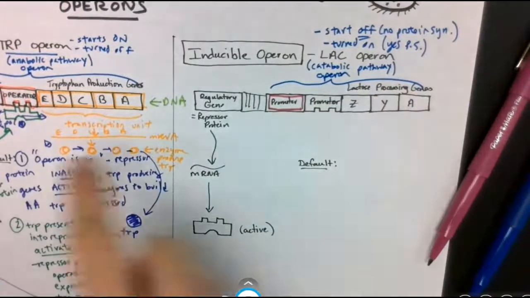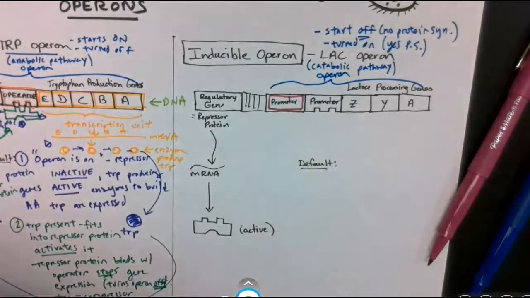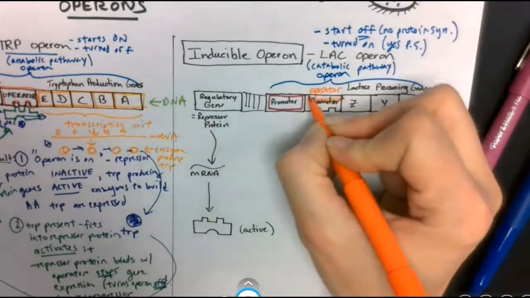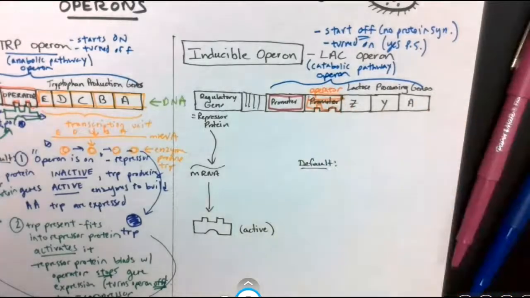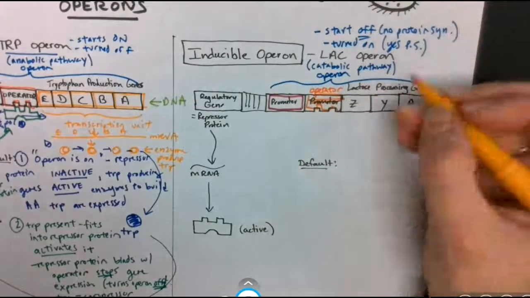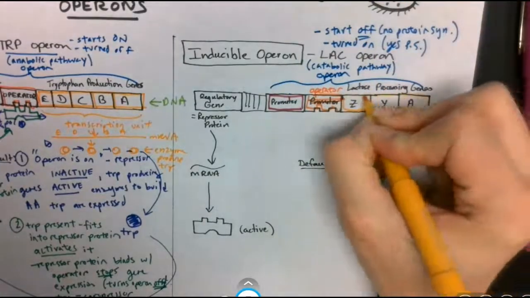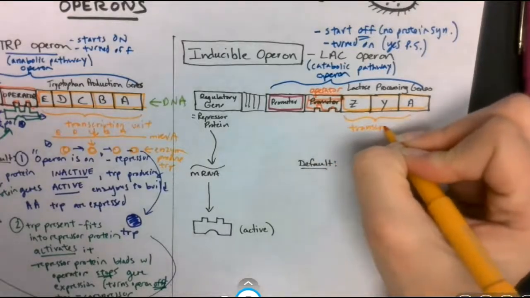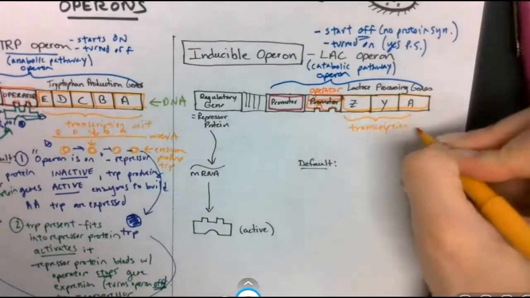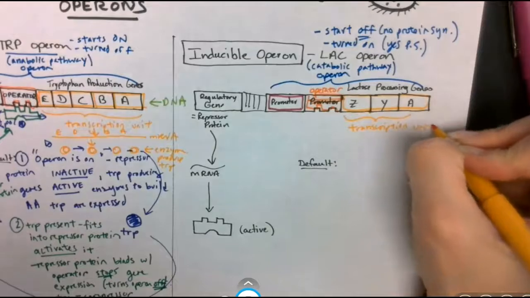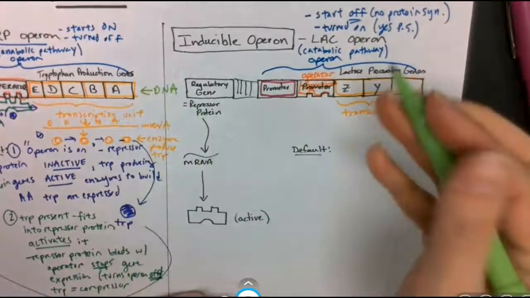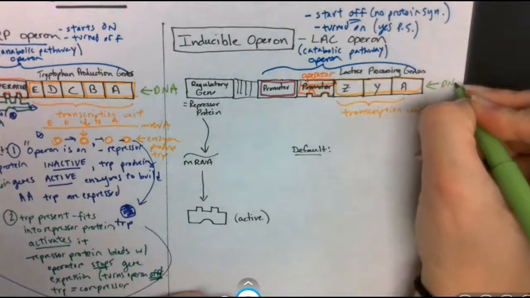We have this next part, which is supposed to be the operator. We have the operator, and then here's our transcription unit. These are the genes that are going to be used to produce proteins. Again, remember, this whole thing right here is our DNA.